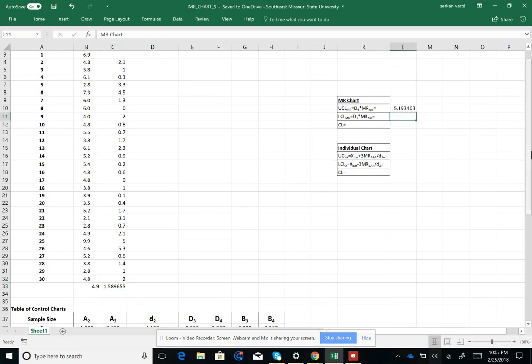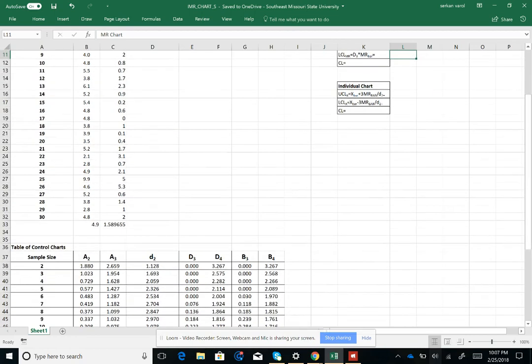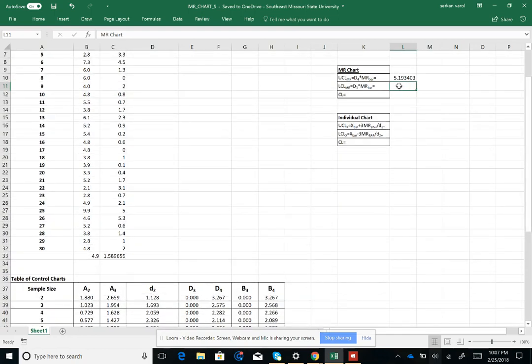So what's my lower control limit? For n is equal to 2, my d subscript 3 is equal to 0. Okay, so I don't need to do anything about it. I don't even have to write the formula because my constant, which is d subscript 3, is equal to 0. So 0 times anything will give you 0. Okay, so what's my central limit? My central limit is the average of my MR. So MR bar is my average. What's my MR bar? It's here, 1.58. So I'm going to say this is C33. All right, so that was easy.